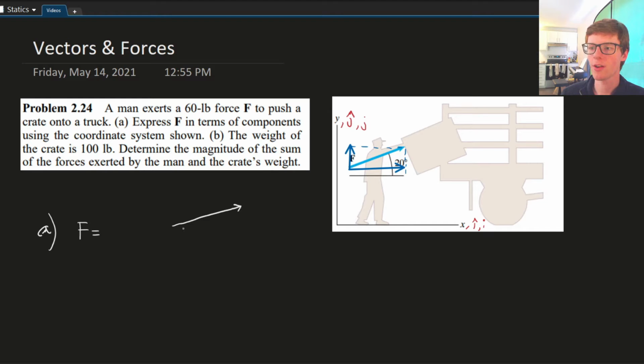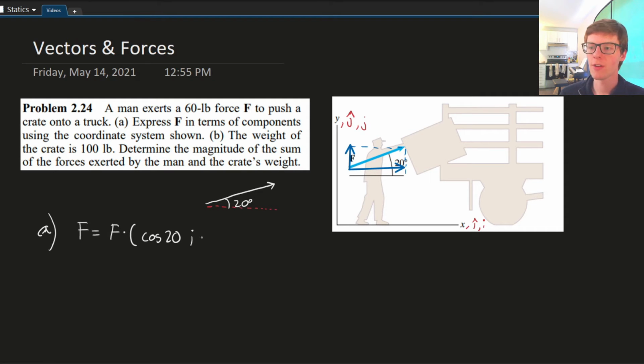we have our F right here, and we have a 20-degree line. Let me actually move this up slightly. We would have the magnitude of F times cosine 20 i. So what this is saying is that if I take my F vector and multiply it by cosine of 20, then I'm going to find the length of this red dotted line.